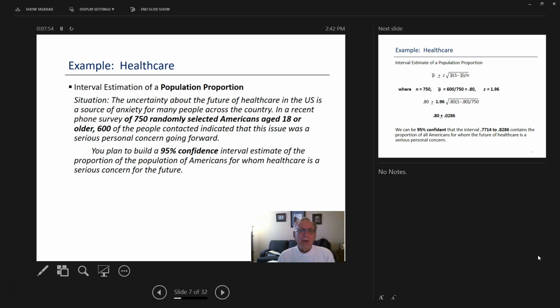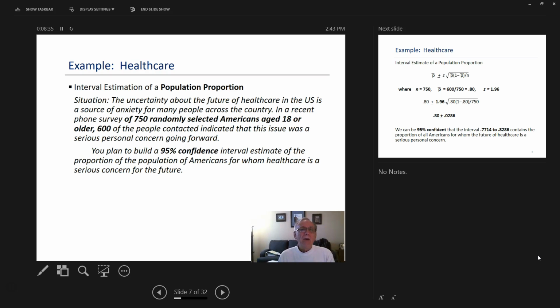We're going to use the healthcare example. We're going to look at an estimation of a population proportion. The uncertainty about the future of healthcare in the U.S., nothing ever changes, does it? Is a source of anxiety for many people across the country. In a recent phone survey of 750 randomly selected Americans, 600 of the people contacted indicate that this issue was a serious personal concern. You're going to build a 95% confidence interval estimate of the proportion of the population.